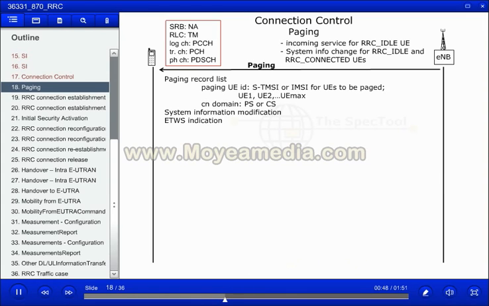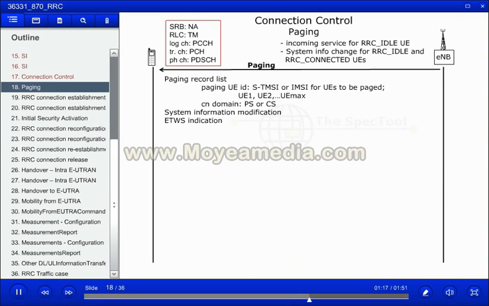The paging message includes a list of identities together with information about if the page originates from the packet switched or the circuit switched network for each UE being paged, max 16. The identity used could either be S-TMSI or IMSI.